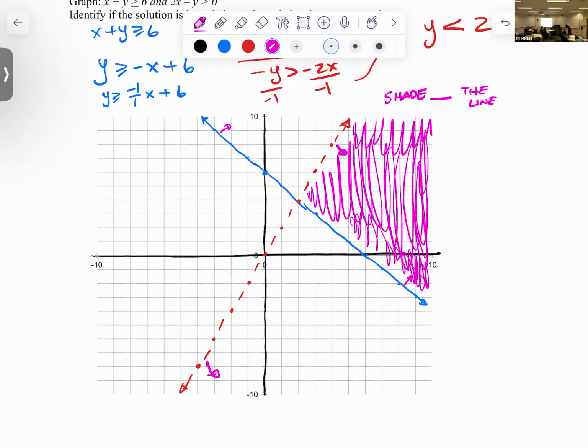All right, so we have a couple of questions to answer. Is this bounded or unbounded? Unbounded. By definition, we only have two lines, which means this goes on forever.